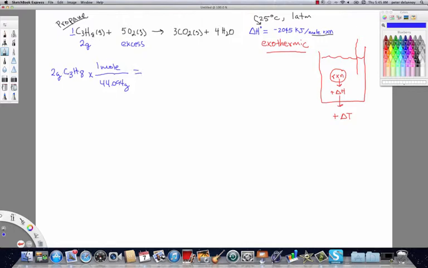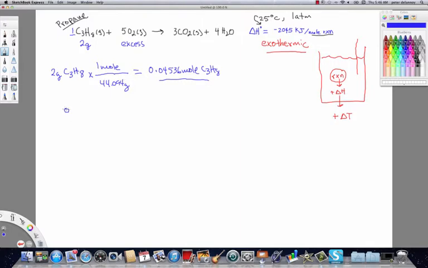So when we divide the 2 grams of propane by its molar mass, what we get is 0.04536 moles of the propane. Now, since this value is per mole of reaction, and since propane has a coefficient of 1, this enthalpy value, this delta H value, is already in terms of the propane.